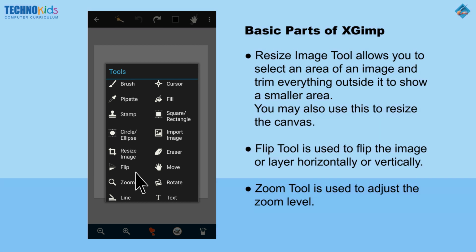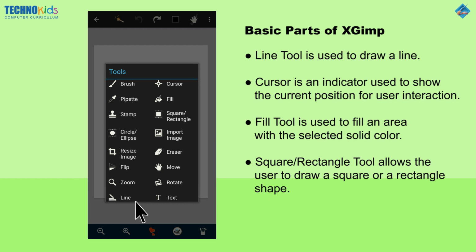Flip tool is used to flip the image or layer horizontally or vertically. Zoom tool is used to adjust the zoom level. Line tool is used to draw a line. Cursor is an indicator used to show the current position for user interaction. Fill tool is used to fill an area with the selected solid color. Square or rectangle tool allows the user to draw a square or a rectangle shape.